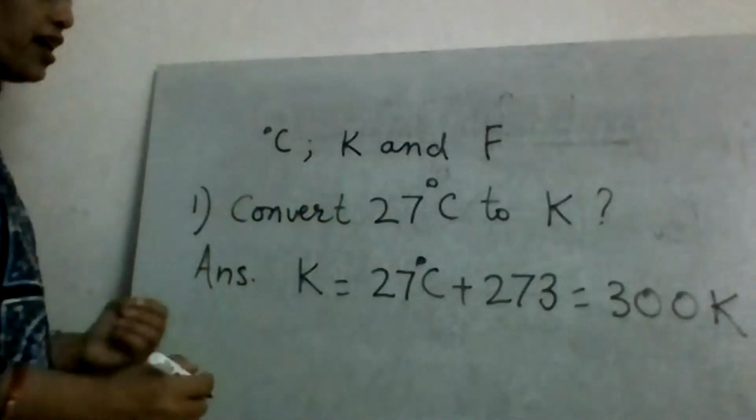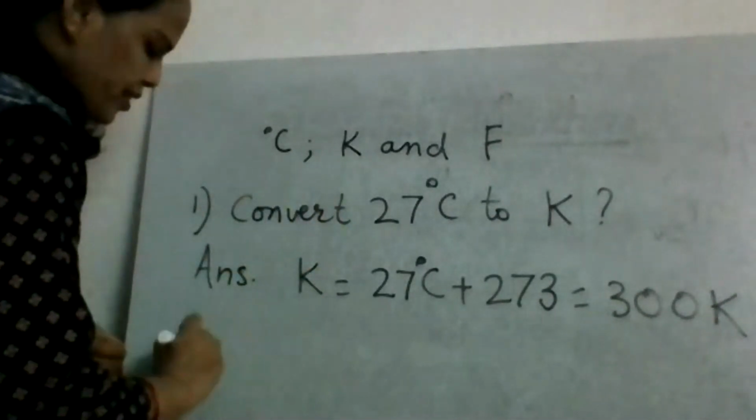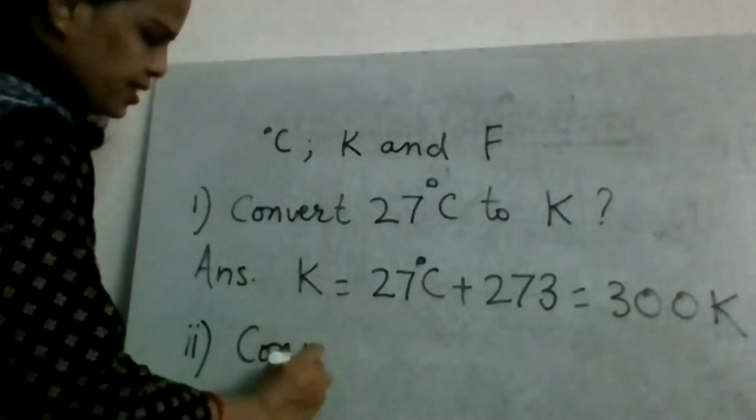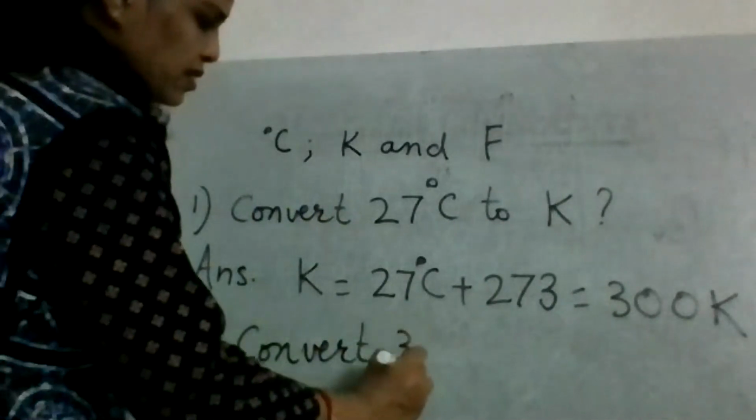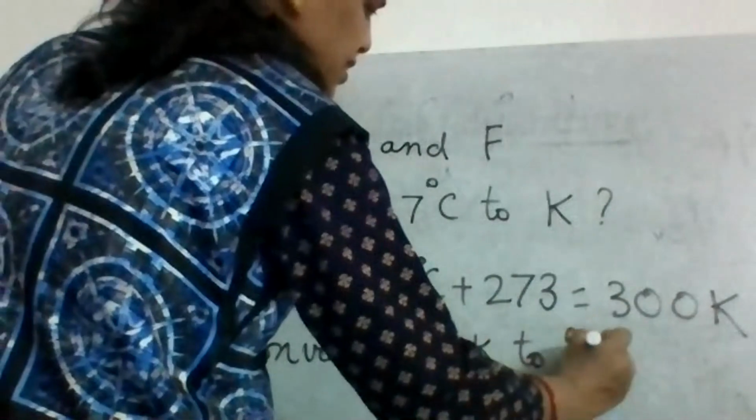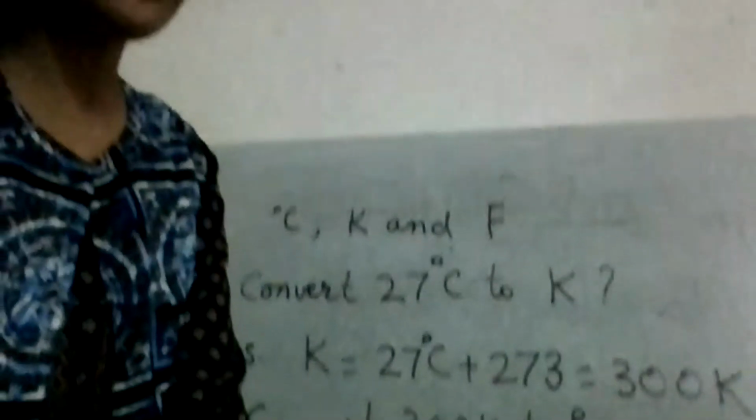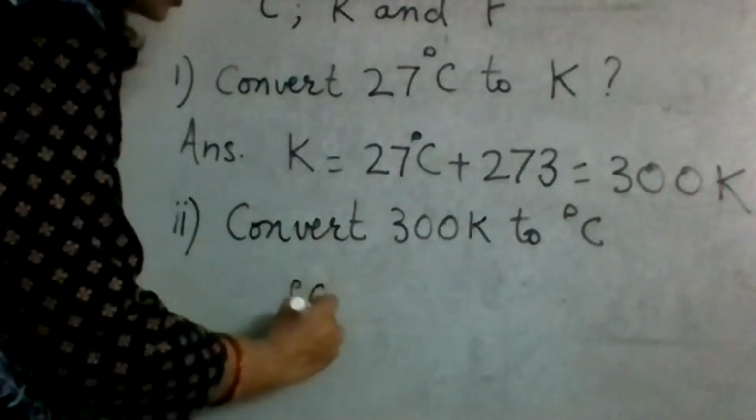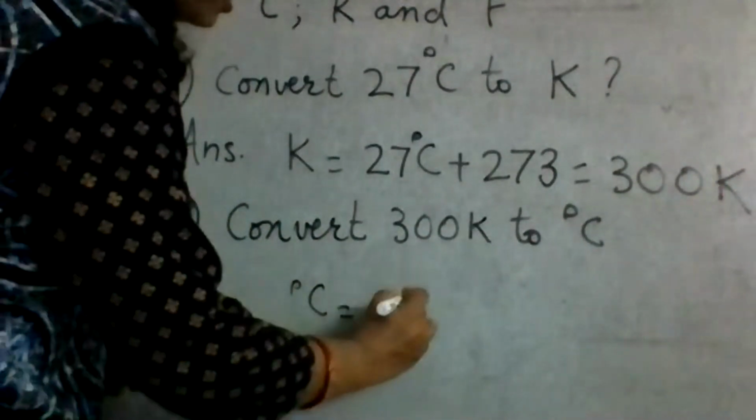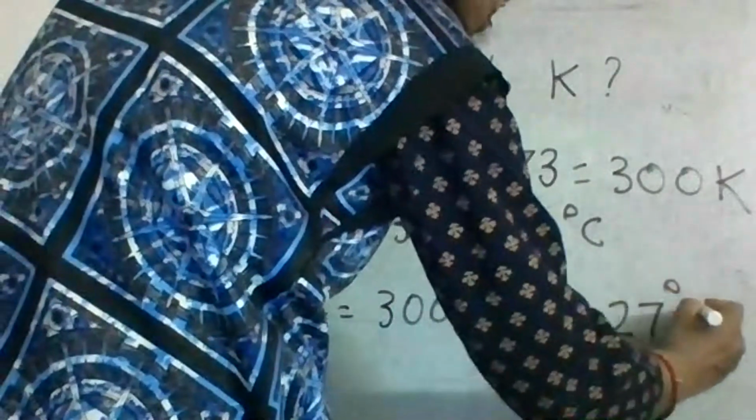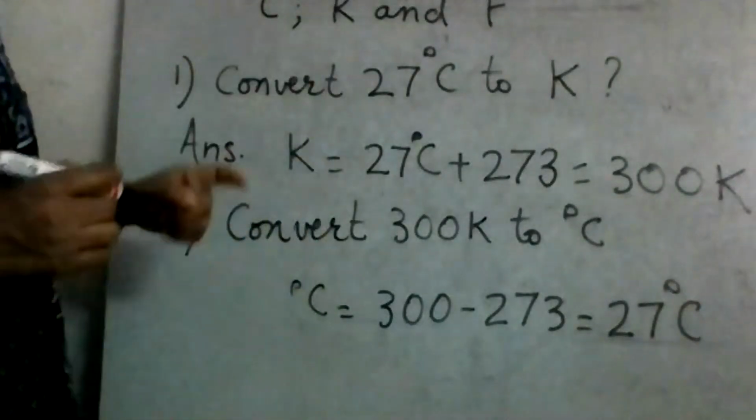And vice versa, if I ask you to convert 300 Kelvin to degree Celsius, what will you do? You will subtract, right? Degree Celsius equals 300 minus 273, and you get the answer there as 27 degrees Celsius. So these two are clear to you.